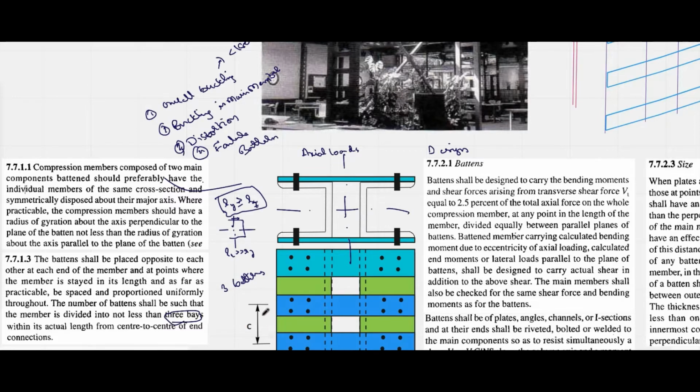So we need to follow our codal provision and see that the battens are not placed too far. If we place the battens too closely, it will increase the cost of construction and our sections will become uneconomical. And when we talk about failure of the batten, we need to provide certain criteria as the code has suggested. Before discussing the types of failure, let us see what design provisions we need to provide while designing a batten system.